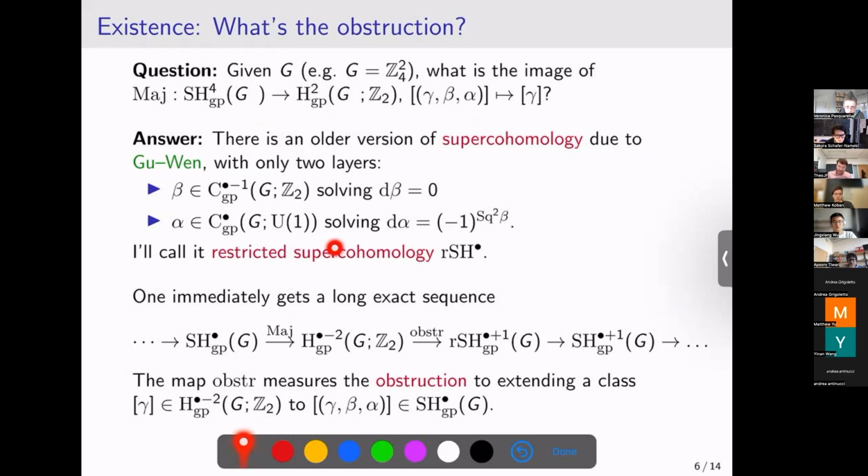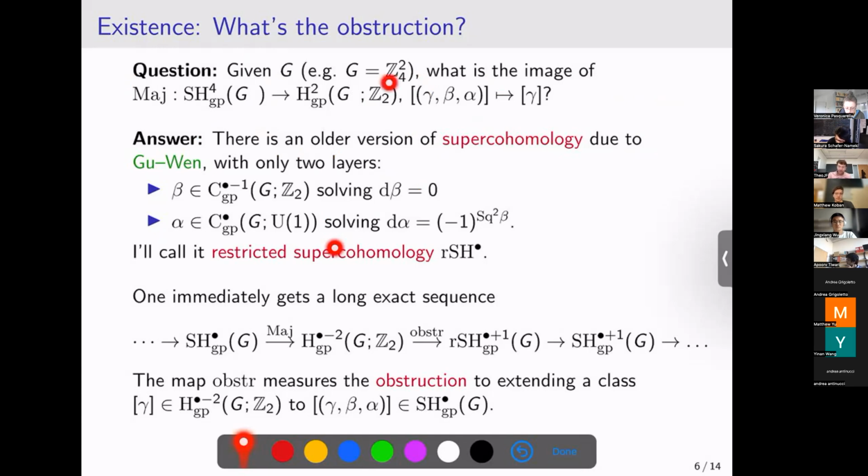So I pick up some finite group, or just some space, and I want to know what is the image of this map of cohomology theories that takes me from a supercohomology class just to its bottom layer. And the way you do this type of thing is the following.